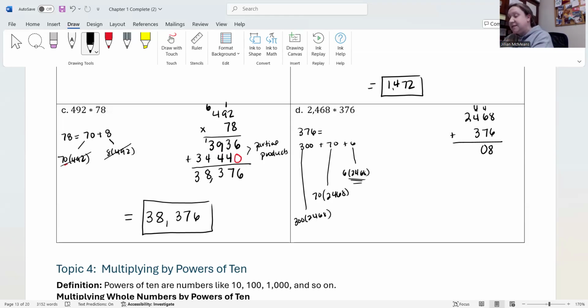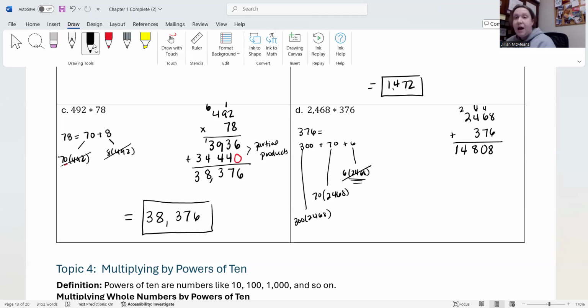Now we've got 6 times 4. Well, 6 times 4 is 24, plus the 4 we carried is 28. So I'm going to keep an 8, carry a 2. 6 times 2 is 12, plus the 2 that we carried is 14. Since this is the last digit multiplied, we're going to go ahead and write out the full 14. So we have our first partial product. 2,468 times 6 is 14,808.